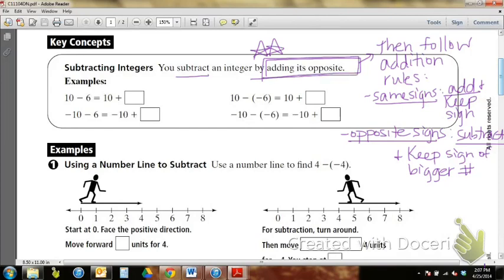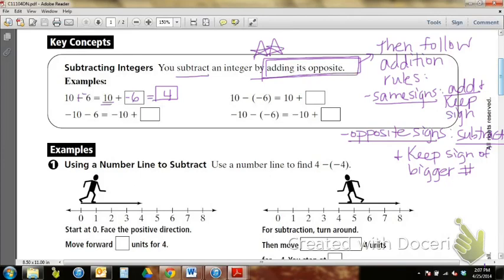So 10 minus 6 is really going to be, I'm going to add the opposite. So it's going to be 10 plus negative 6, which now they have opposite signs, so I subtract the numbers. 10 minus 6 is 4. The bigger number was positive, so my answer is positive.